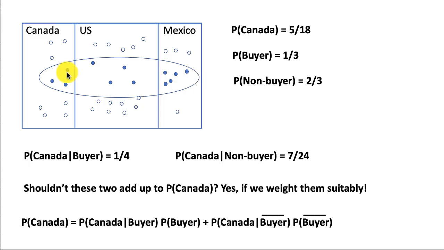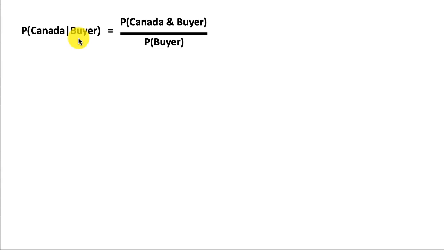And the numerator becomes, within that set, what is the proportion? Who are the people from Canada? Nothing but probability of Canada and buyer. Okay, so that's all you're saying here. Probability of Canada given buyer is probability of Canada and buyer divided by probability of buyer. Okay, in general, probability of A given B is probability of A and B divided by probability of B.